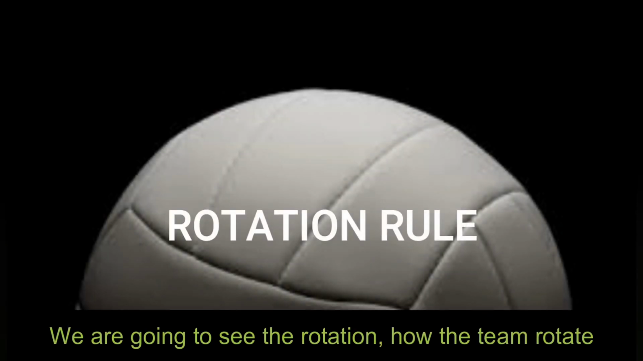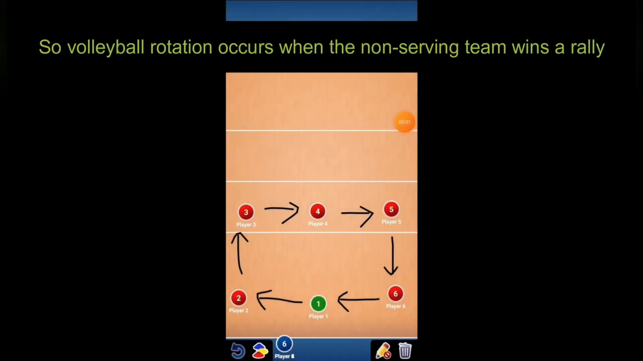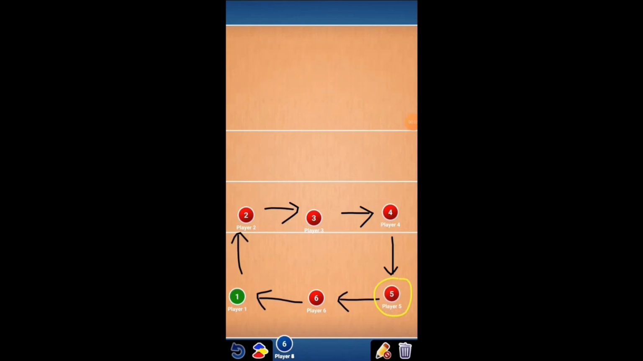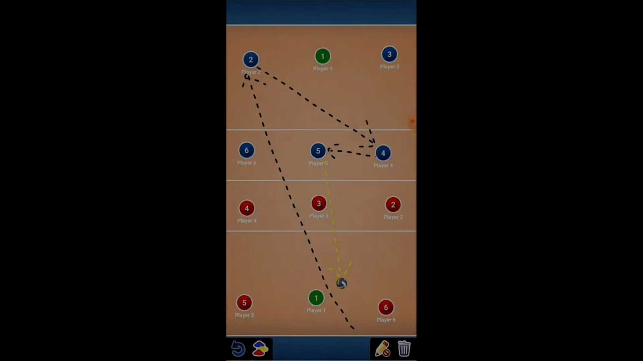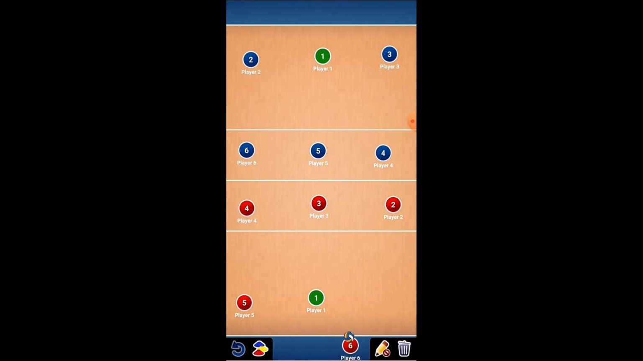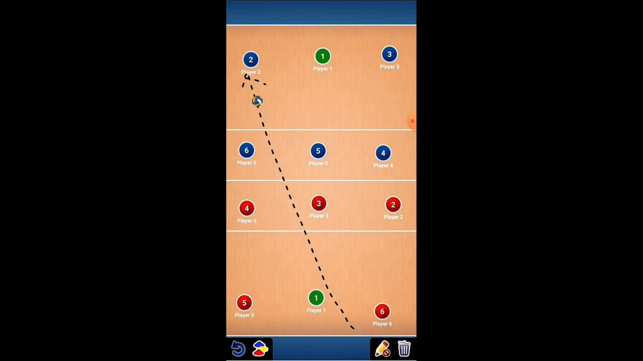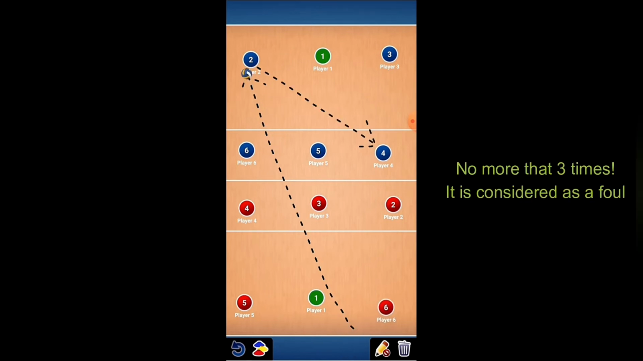We are going to see the rotation, how the team rotates. A volleyball rotation occurs when the non-serving team wins a rally. In this sport, players are required to move clockwise to rotate. The team is allowed to hit the ball only 3 times before passing it to the opposite team. No more than 3 times, otherwise it is considered a foul.